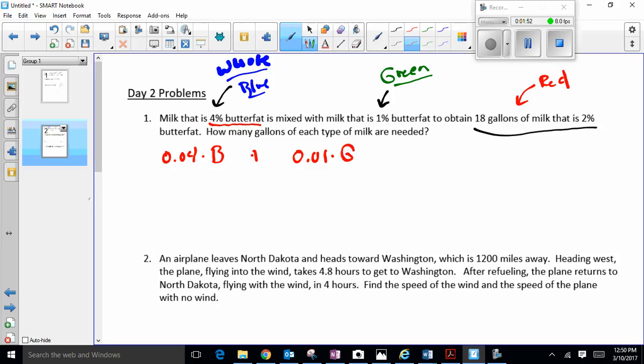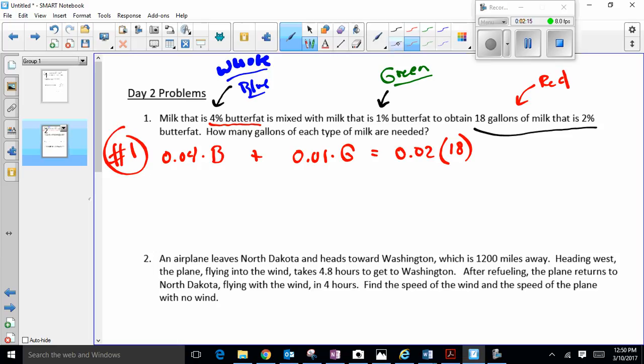Now when we add these together, we mix them together, it ends up equaling something. What does it equal? Well, it equals this red milk over here. It's 18 gallons of it, and it's at 2%. So it's actually 0.02 times 18. Now that is your first true statement. That's clue number one that I've actually translated for you.